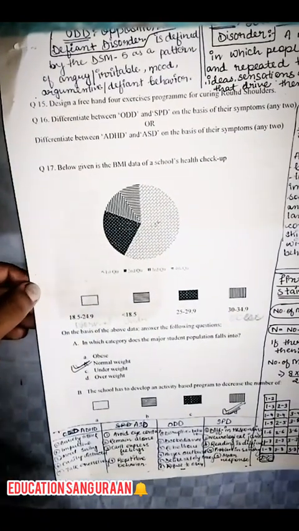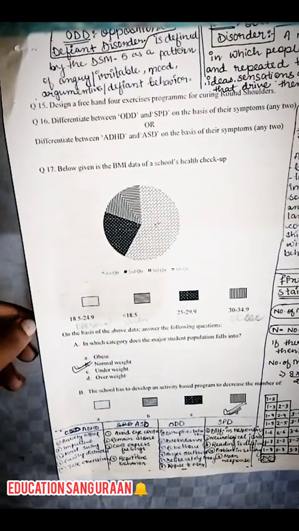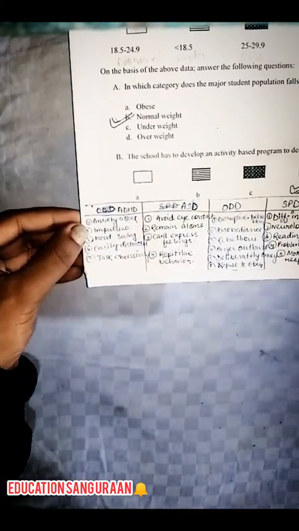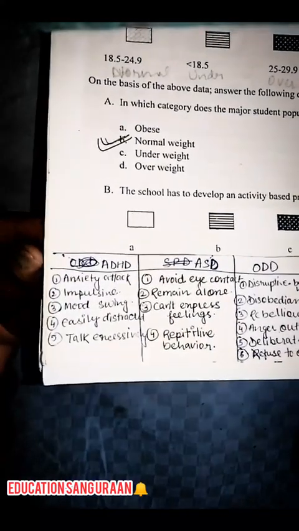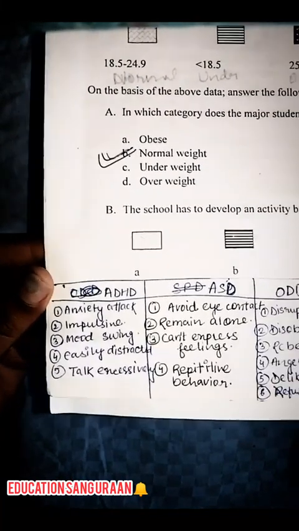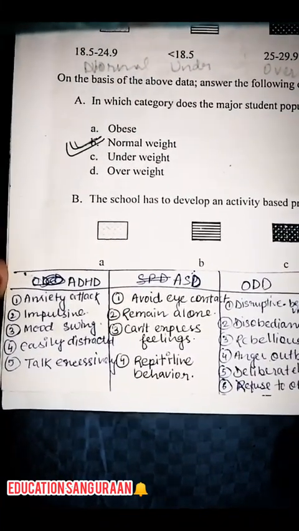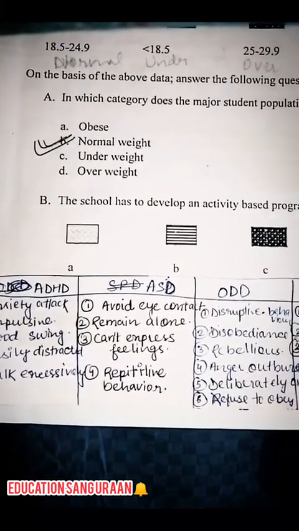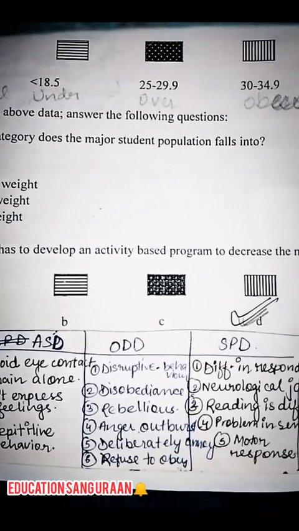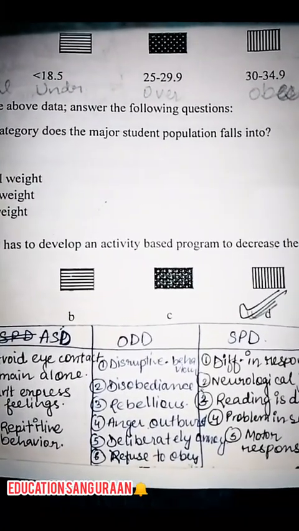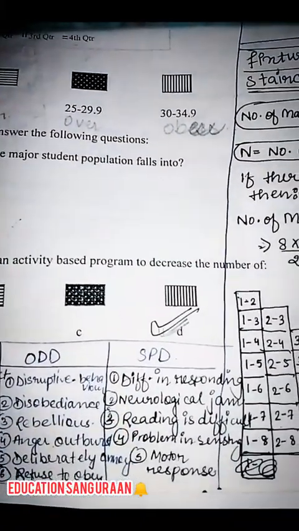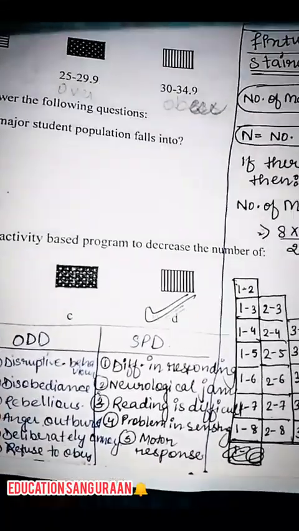So the next question is differentiate between ADHD and ASD on the basis of their symptoms. So ADHD is anxiety attack, impulsive, mood swing, easily distracted, talks excessively. And ASD is avoid eye contact, remain alone, can't express feelings, repetitive behavior. ODD is disruptive behavior, disobedience, rebellious, anger outburst, deliberately annoying, refuse to obey. SPD is different in responding, neurological jam, reading is difficult, problem in sensing, motor response.